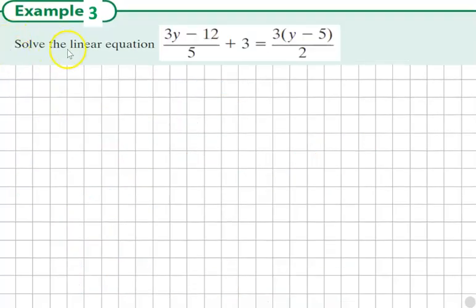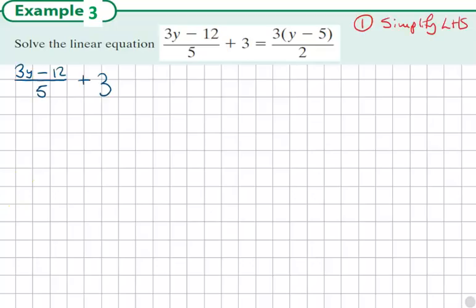Example 3. Solve the linear equation (3y minus 12) over 5 plus 3 is equal to 3 times (y minus 5) over 2. So we're going to start off by simplifying the left-hand side. So I've just written down the left-hand side of the equals. So I have (3y minus 12) over 5 plus 3. And I'm going to rewrite 3 as 3 over 1 so that I have two fractions.